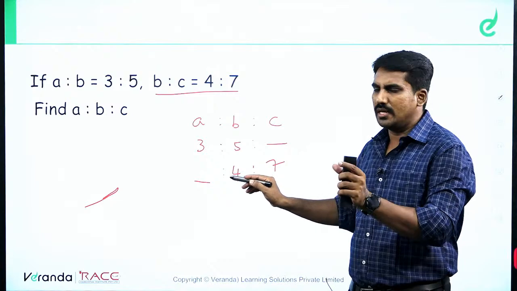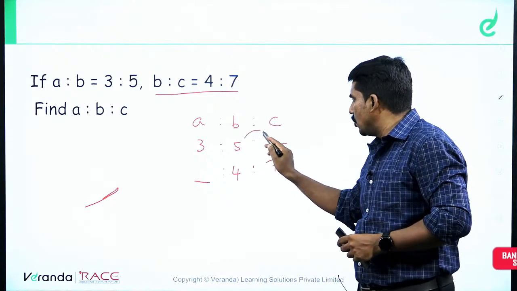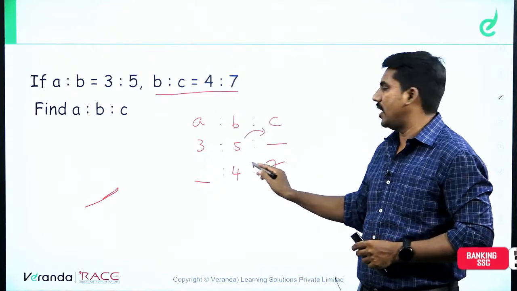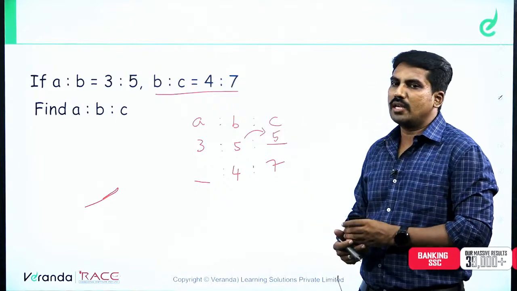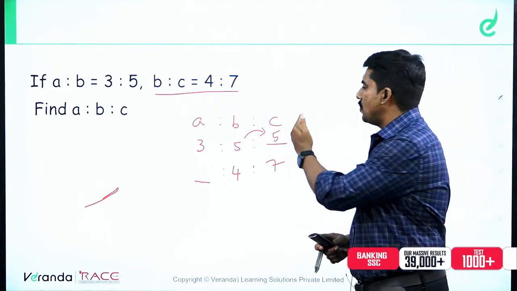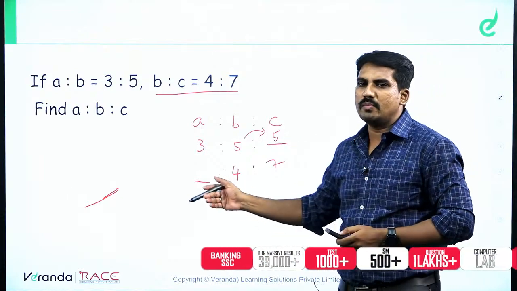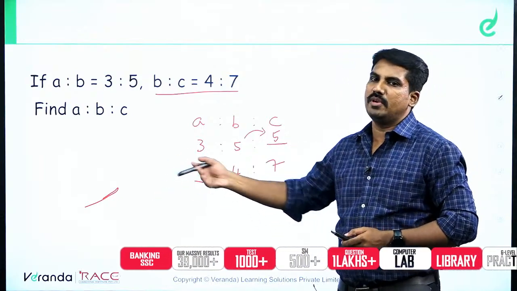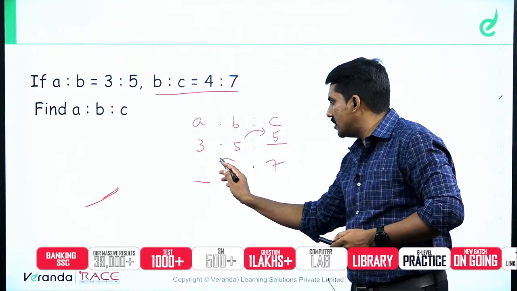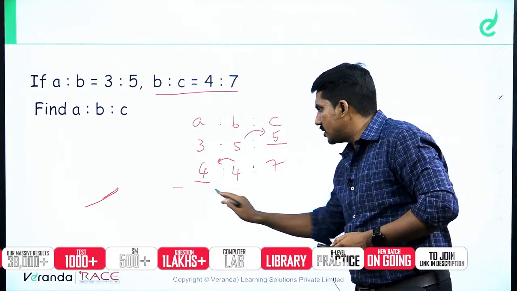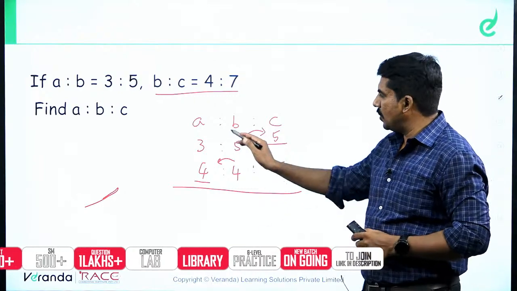Now listen, what is the trick: you copy this number 5 to this side. Whatever is missing on the right side, copy from the immediate left side. Whatever is missing on the left side, copy from the immediate right side. Therefore, just copy this 4. We have copied this. Now multiply everything.